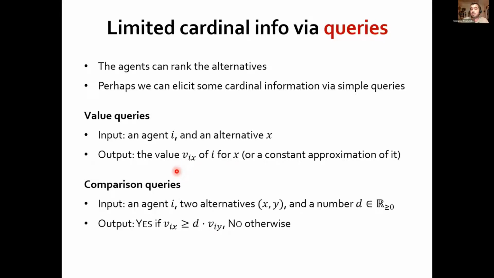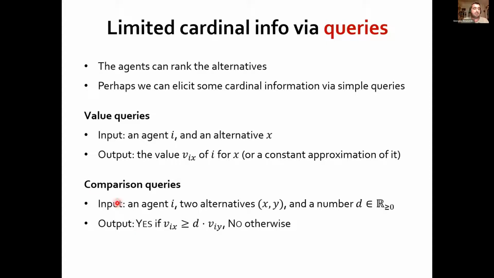Now, the other type of query we study is comparison queries. At some point today, I think Kamesh talked about comparison queries. This is a slightly different type of query, so we don't compare directly agents with each other. Here the idea is we ask agent I whether the value she has for alternative X is at least D times more than the value she has for alternative Y. If this is true, the answer is yes, and it's no otherwise.